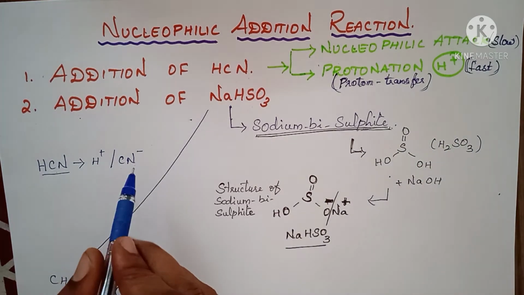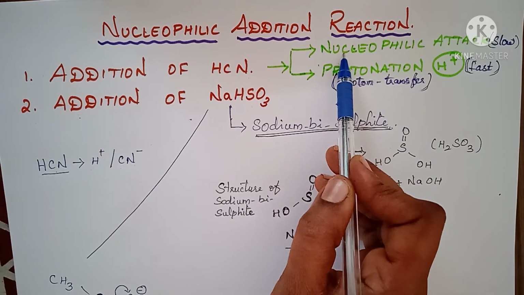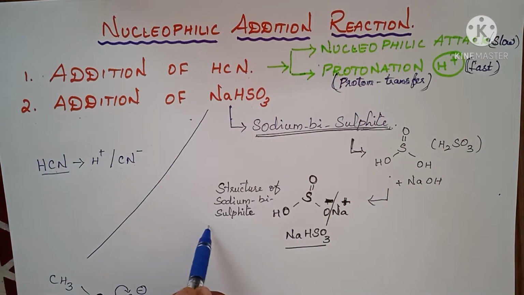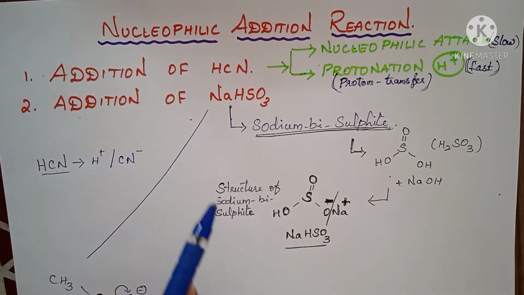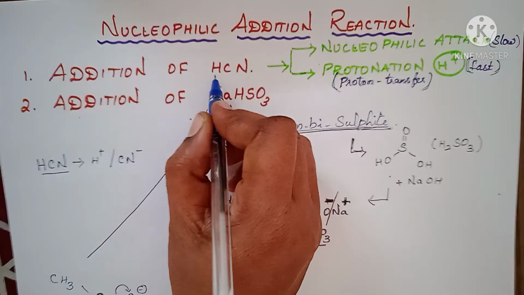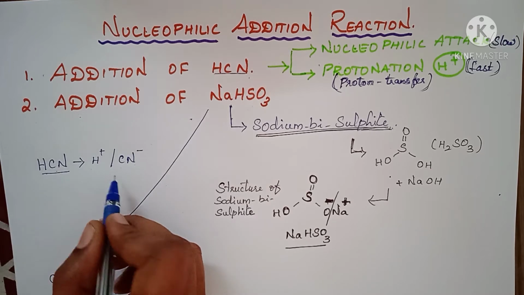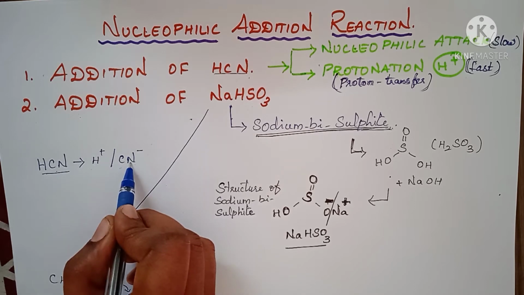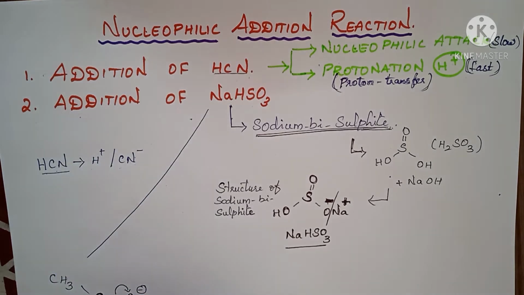Now, before we go for the nucleophilic attack, the component which is going to attack the reagent should be in a basic medium. So hydrogen cyanide is treated with a basic medium, and there you will get H plus and CN minus. That CN minus is ready to attack in the nucleophilic attack.